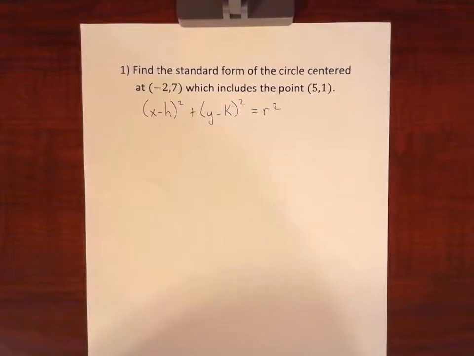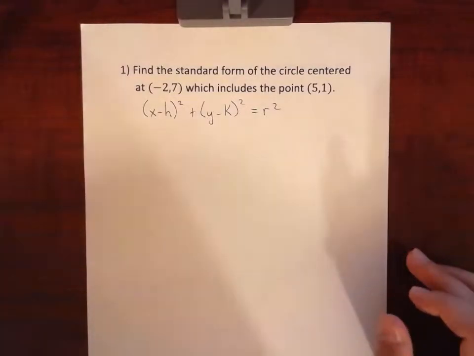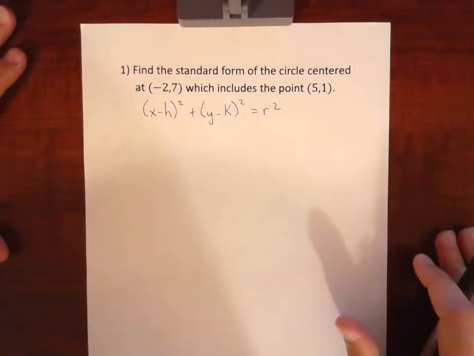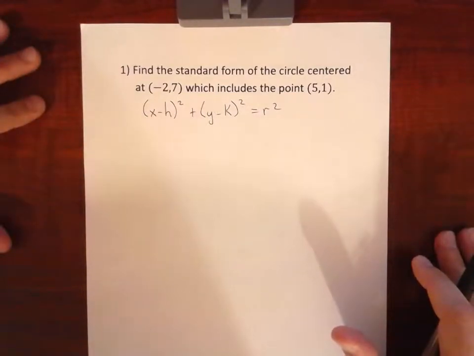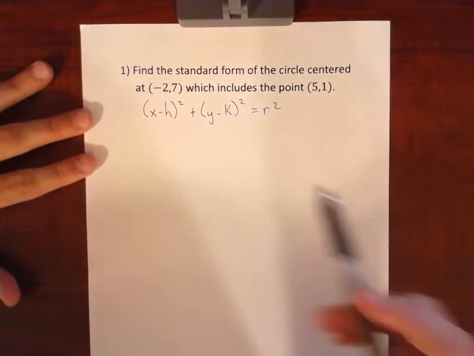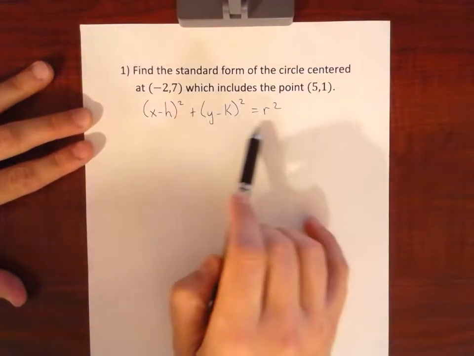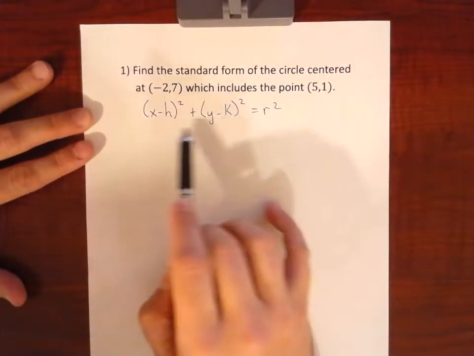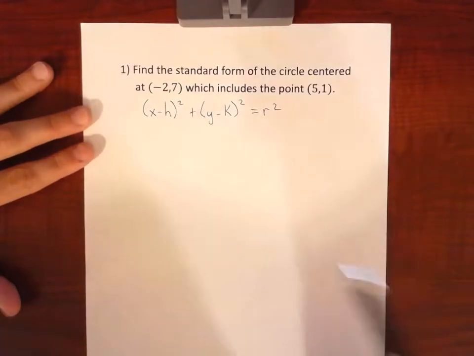1. Find the standard form of the circle centered at -2, 7, which includes a point 5, 1. So I've written down the standard form of the circle. Hopefully we're feeling pretty comfortable with that. Well, let's remember what these represent.